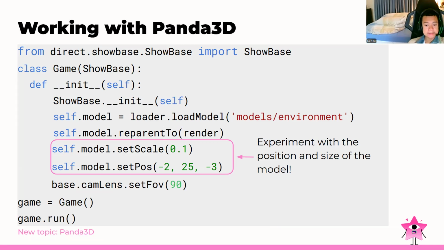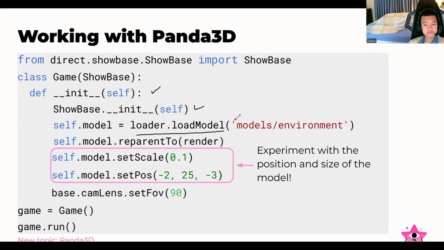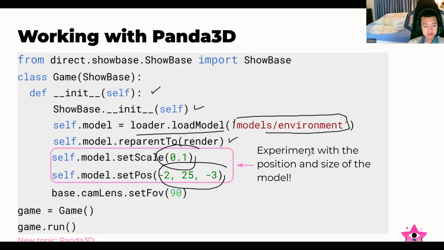So for this one, we go for the import, and then we have the init again, but here we go for loading the model, which is the model environment. Then we render the model, we set the size, and we set the pose. I will tell you here what it is. And then the camera angle, to experiment, for the angle itself we go for 90 degrees.